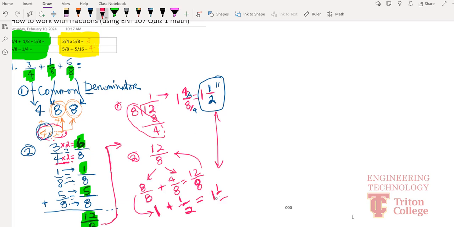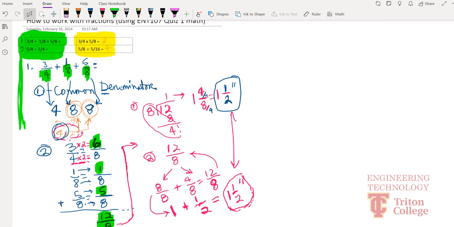Whoops. I was hitting my keyboard on that. Sorry, guys. Just delete all these little crazy circles there. Sorry about that. 1 and 1/2 becomes your answer. Same answer, slightly different approach to get to it. Okay, guys? That is number 1. Okay?